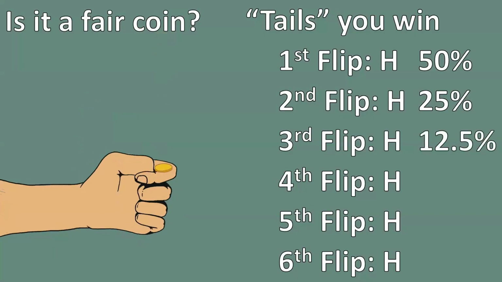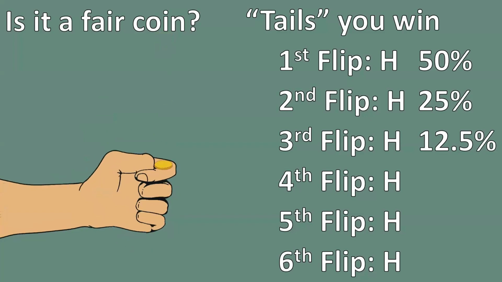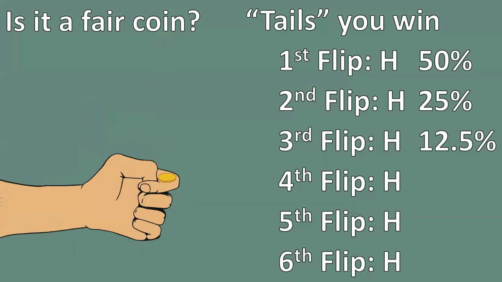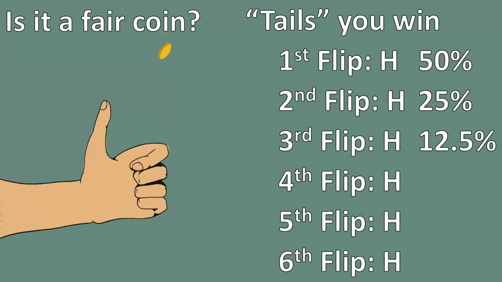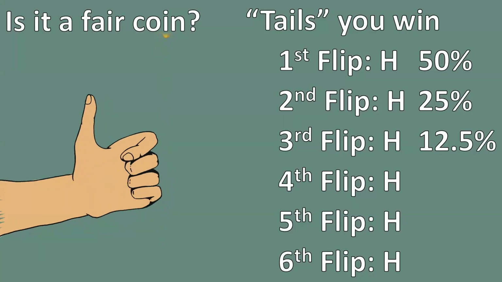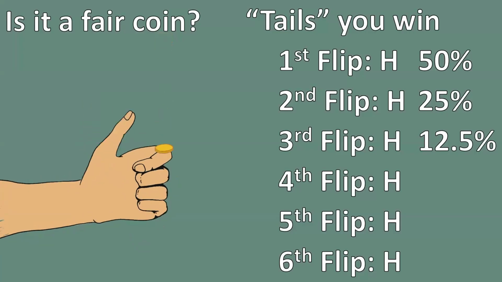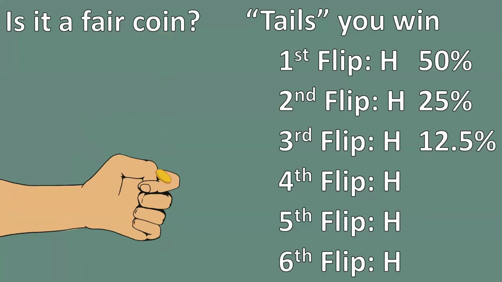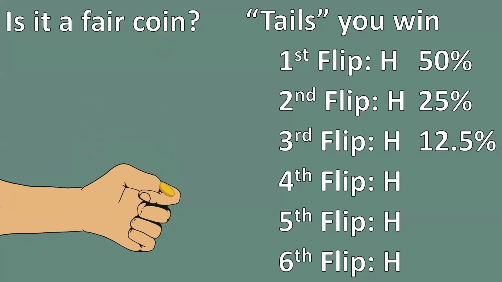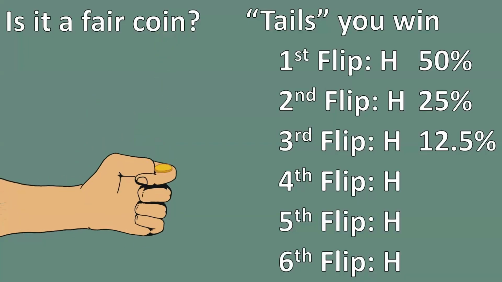On the third flip, it got to 12.5%. And at this point, people started to feel a little bit uneasy. Note that you still don't know for sure whether or not the coin is fair. But after these 3 flips, you know that there's only a 12.5% chance that this coin is actually fair. So it starts weighing on you. Might this coin be unfair?